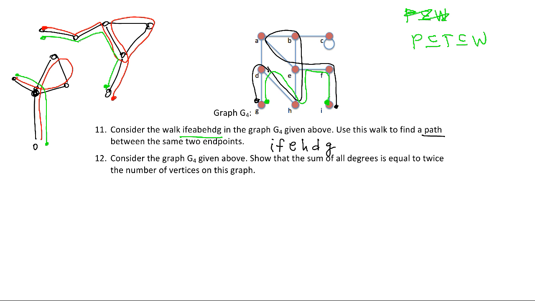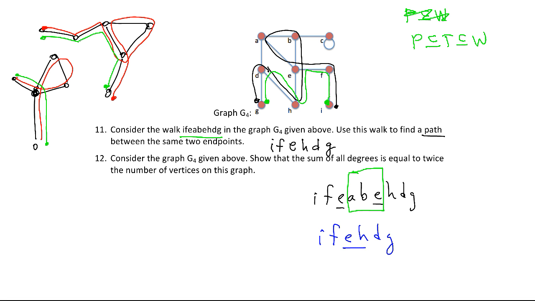Basically you can always look at a walk, I, F, E, A, B, E, H, D, G, and look to see if there are any repeated nodes. And then you can just take a chunk, including the repeated node and the stuff that's between the two repeated nodes, and cut it out to give yourself I, F, E, H, D, G. We know the E and H are connected, so we know we can go from this E to that H. We can just skip that part of the walk to end up with a path.